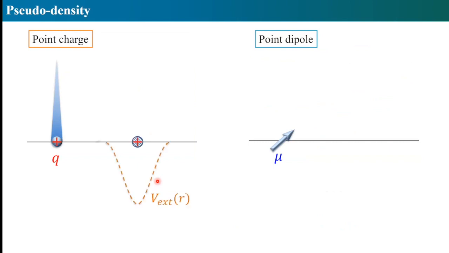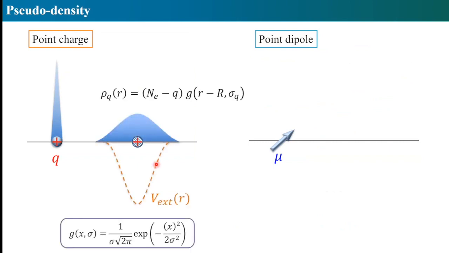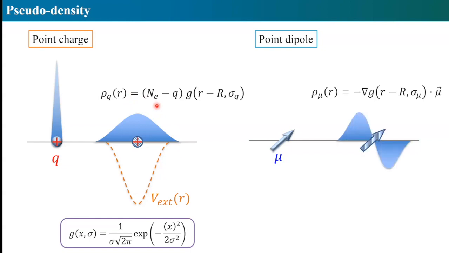And for the density, we can generate it using a smooth Gaussian function, and the scale is the number of valence electrons minus the charge. And for the point dipole similarly, we can use the derivative of the Gaussian function dot product with the dipole. And now we build this pseudo density for the MM system, and this pseudo density is just the point charge pseudo density plus the dipole pseudo density.